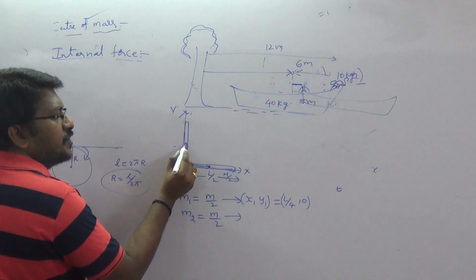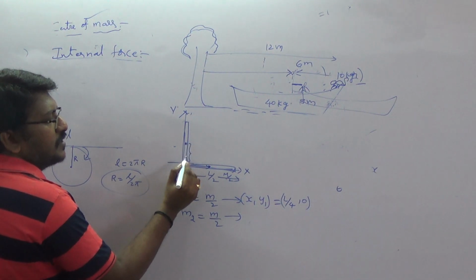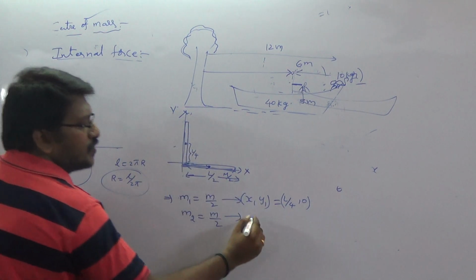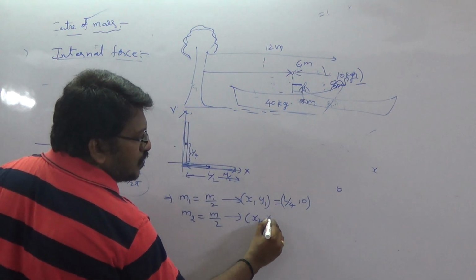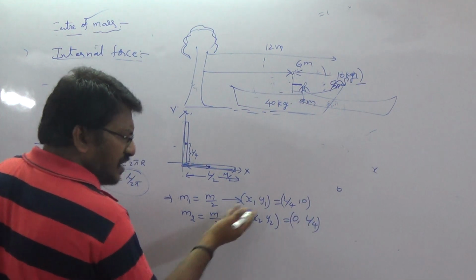Here also the position of the center of mass of the second particle is also here, which becomes L by 4. Total length here is L by 2, so L by 4. So x2, y2 is equal to 0 comma L by 4.